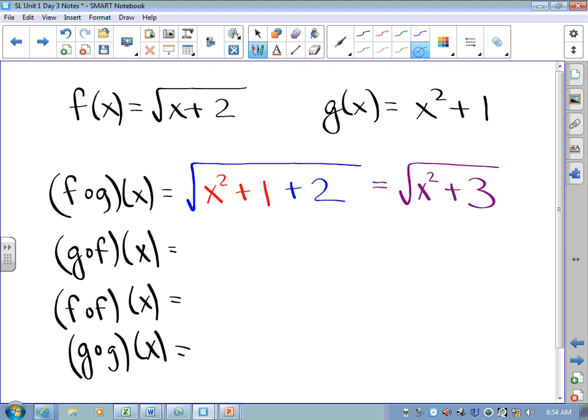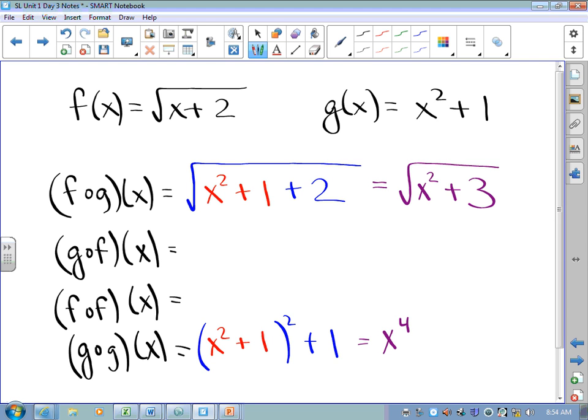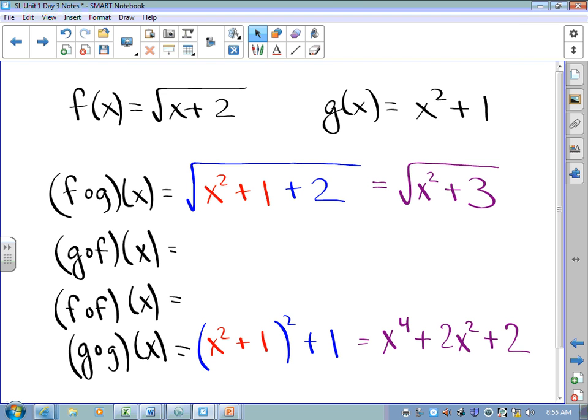I'll do g of g. It takes the g function. Now, the g function squares an input and adds 1. That's what the g function does. The input in the g function is the g function. We take the g function and input it into itself. And so that turns out to be some sort of ridiculousness. This is what? x to the fourth plus 2x squared plus 1 plus another 1. The other two are things that I will leave for you to consider between now and the time we gather in class.